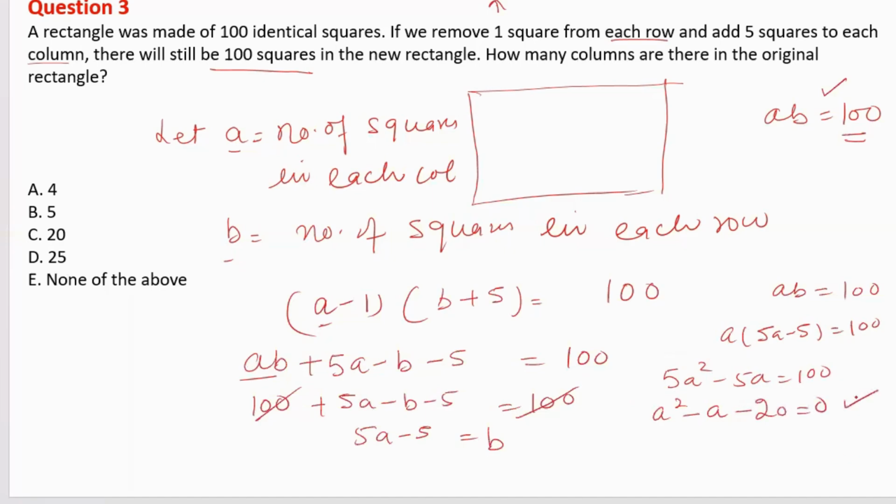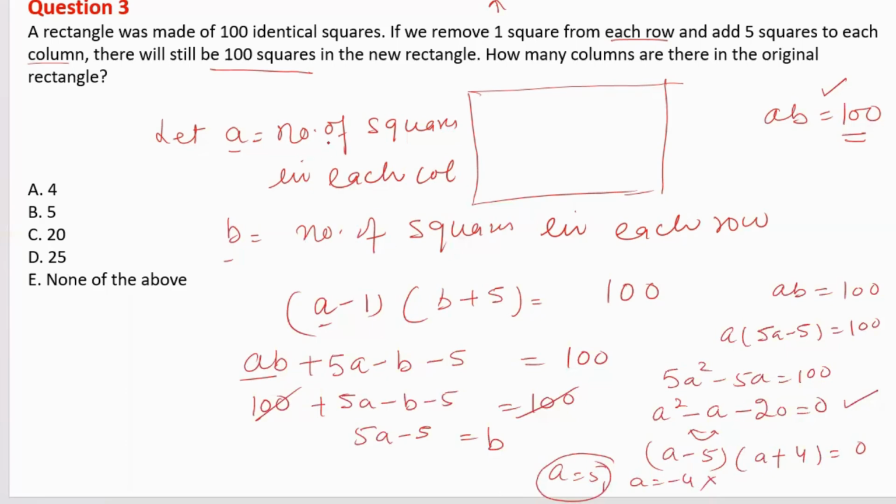Now we have to do factorization. I have to find the values whose addition or subtraction is minus 1 and product is minus 20. So that will be A minus 5 and A plus 4, right? That will be 0. So it means A is equal to 5 or A is equal to minus 4. Negative values don't count for us. So A is equal to 5.